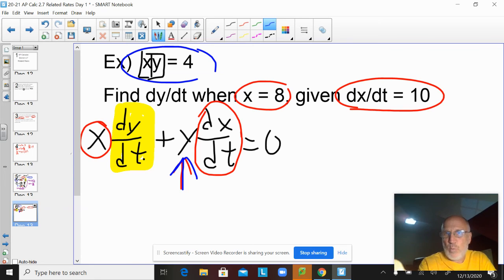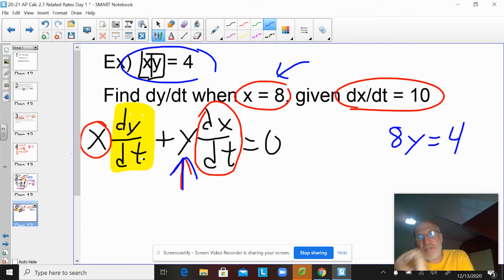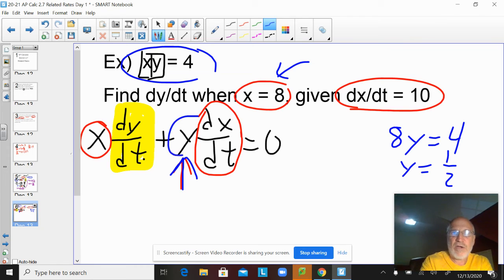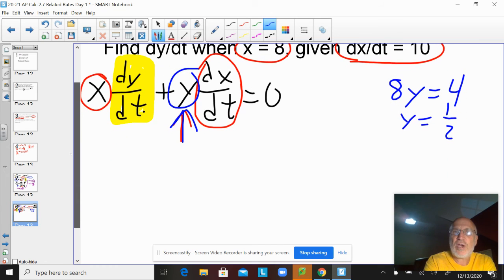So it says when x equals 8. So if I do 8y equals 4, I may have to go back to the original equation to find a particular number. I took the original equation, which was xy equals 4, and I know x equals 8. I plugged it in, so I divide by 8. I get y equals, what's that, 1/2. So that's now going to be 1/2. That's just a little tricky on how to substitute it in correctly.